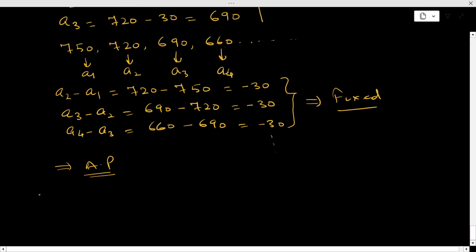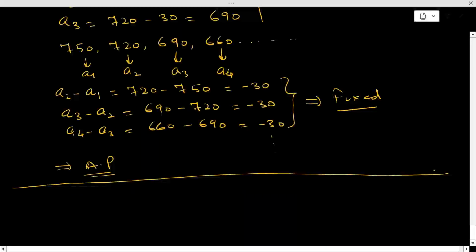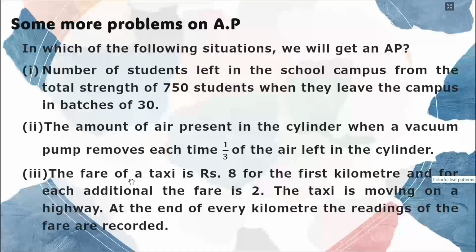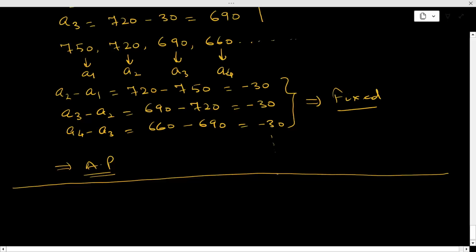Now let us have one more word problem on this AP. In the next problem we are given the amount of air present in the cylinder when a vacuum pump removes each time 1/3 of the air left in the cylinder. So we have to check whether we are getting an AP or not in this situation. So let us begin with the solution.